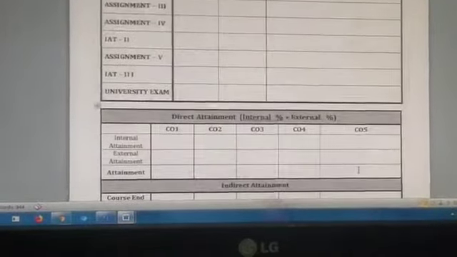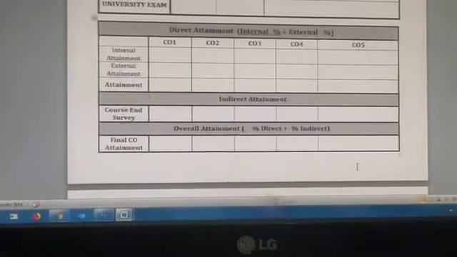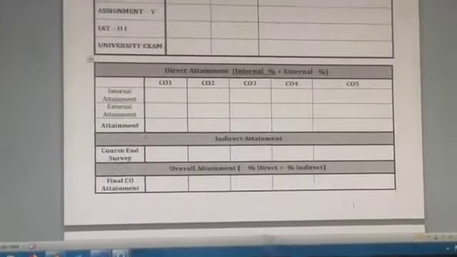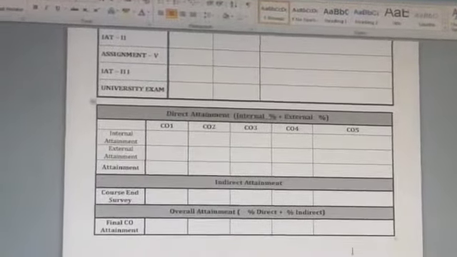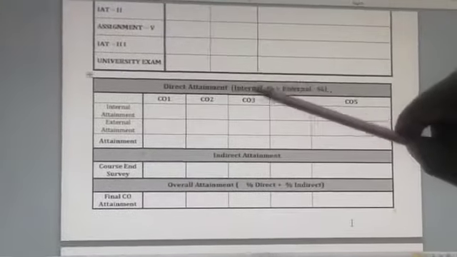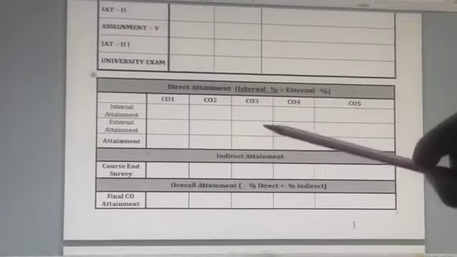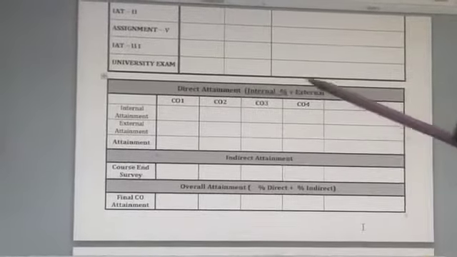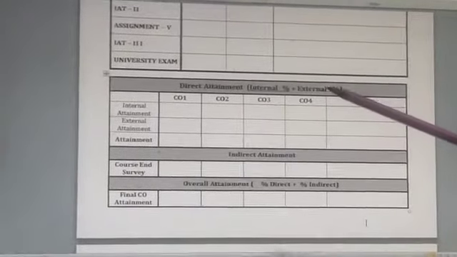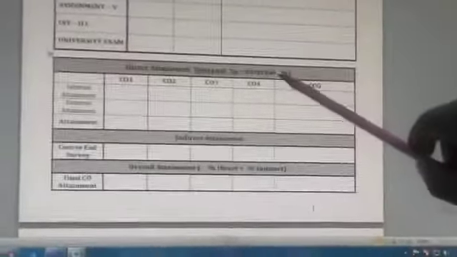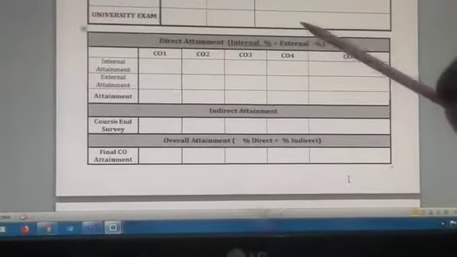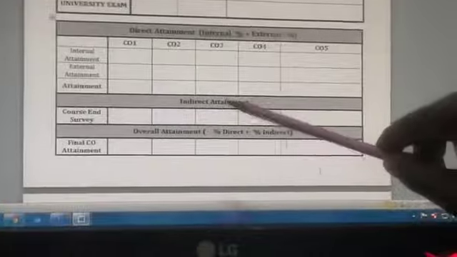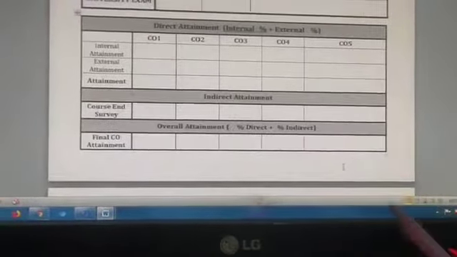Internal attainment in our college is 5 assignments and 3 internal assessment tests, and the external attainment is from university examinations. The percentage of weightage we have given in our college is 20% for internal attainment and 80% for external attainment. It also purely depends upon the faculties, and it should be finalized in a course committee. So overall attainment is equal to direct attainment plus indirect attainment.